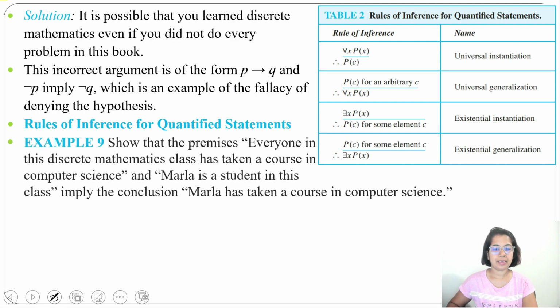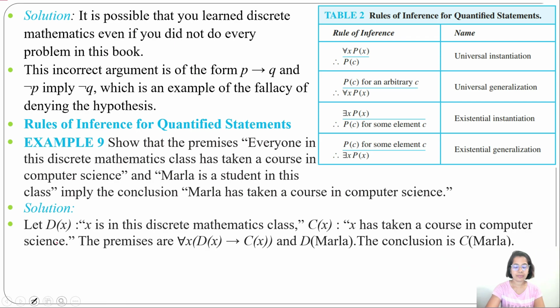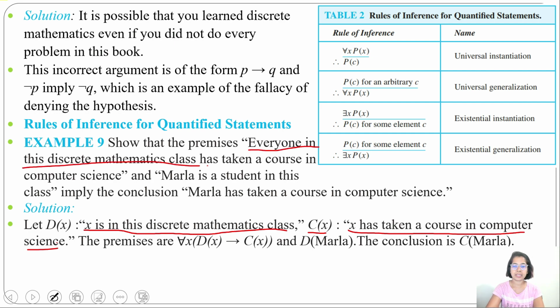Let's say example 9. The premises: everyone in this discrete mathematics class has taken a course in computer science, and Marla is a student in this class. The conclusion: Marla has taken the course in computer science. First, we need to take some propositional variables. Let D(x) be x is in this discrete mathematics class and C(x) be x has taken a course in computer science.